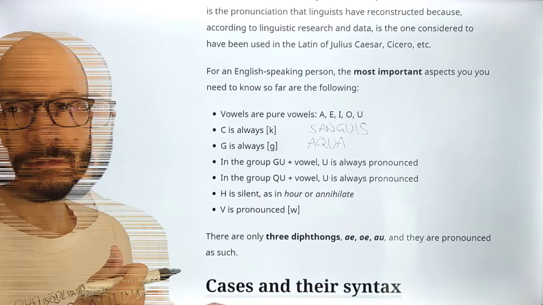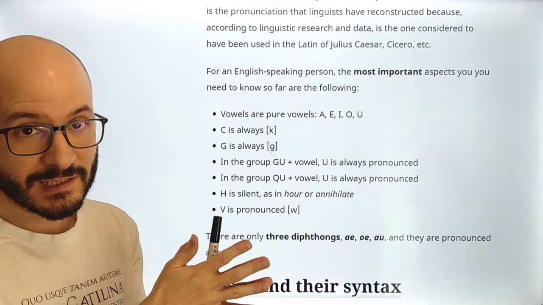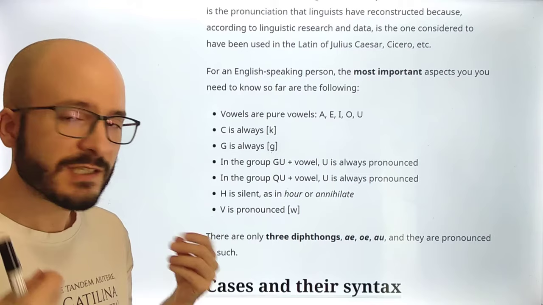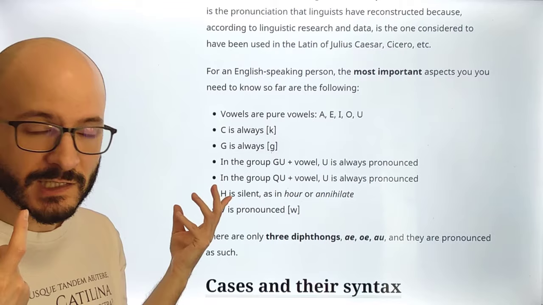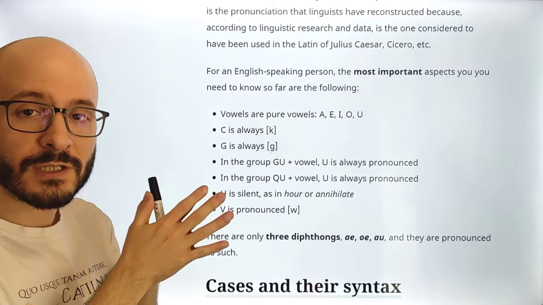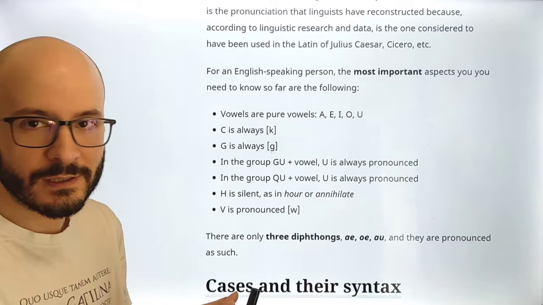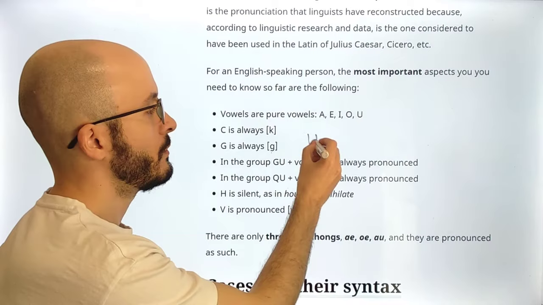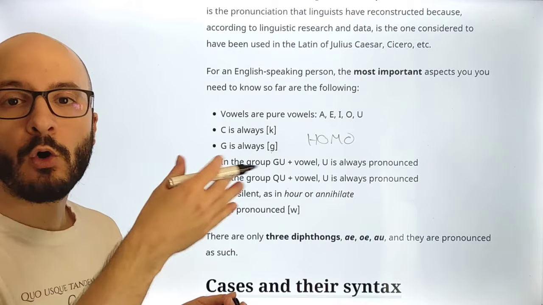Now, the letter H is silent. And I know that you might have heard, or you might hear in the future, that people who know a lot of Latin, that they even speak Latin, pronounce the letter H. Okay, so at least in my understanding and the understanding of many linguists, H in classical Latin, in pronuntiatio restituta, is silent. As in English, hour, we don't pronounce the H in hour, or even annihilate, okay? So you don't pronounce the H in classical Latin. So for example, homo, this is homo, this is not homo. So for example, ad hominem, no? This fallacy, ad hominem, is not ad hominem.